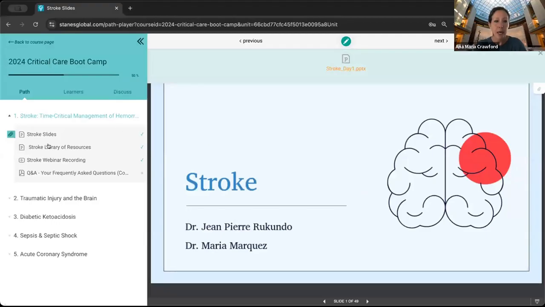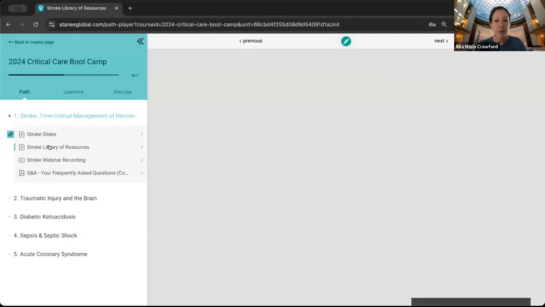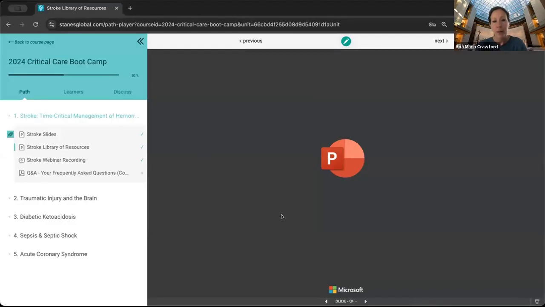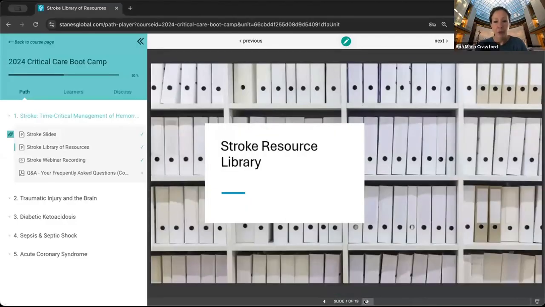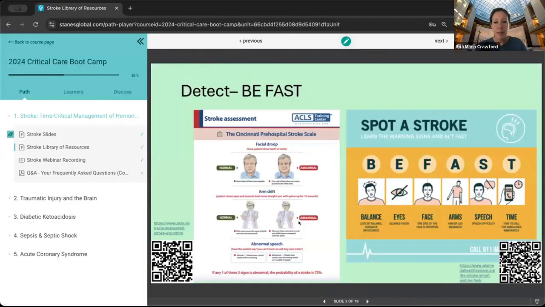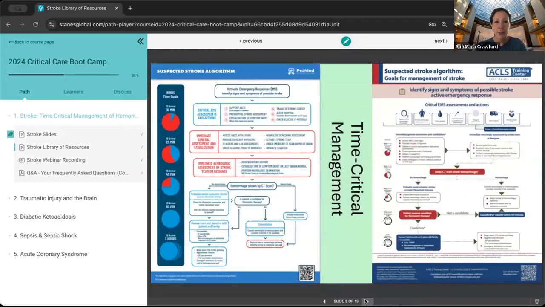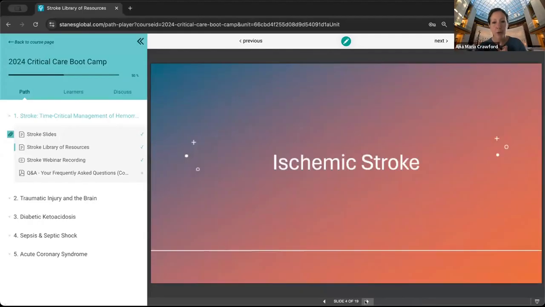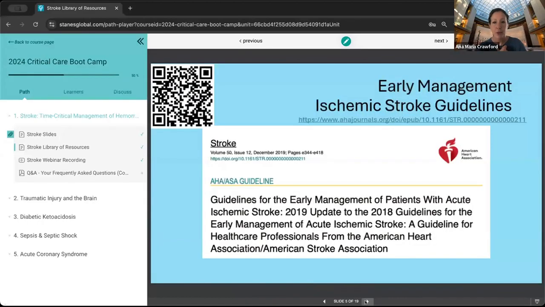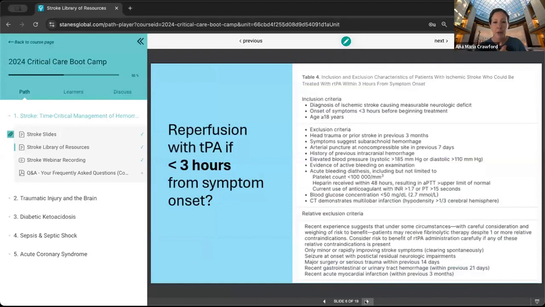Any of the resources that we have shared that we think will be helpful to manage patients with stroke or traumatic brain injury will be in the library of resources. So for example, from yesterday, for stroke, we have a resource library. You can change the slides here at the bottom. This is how to detect stroke, time critical management of stroke. These are management algorithms that you can use. We've talked about ischemic stroke. Here are some guidelines. Here's criteria for when you would give TPA or not.